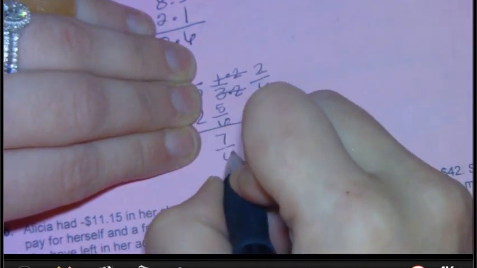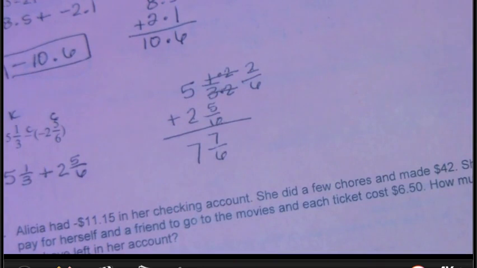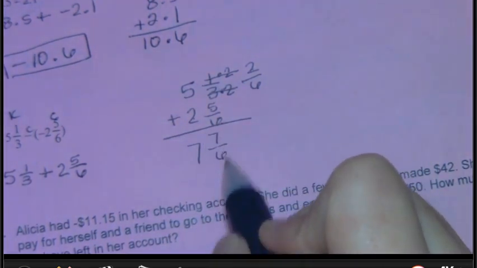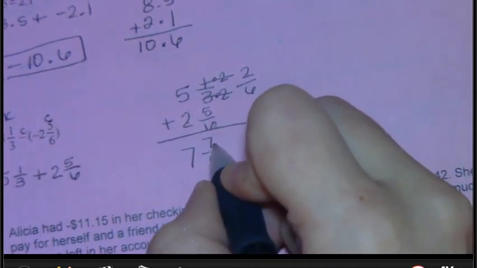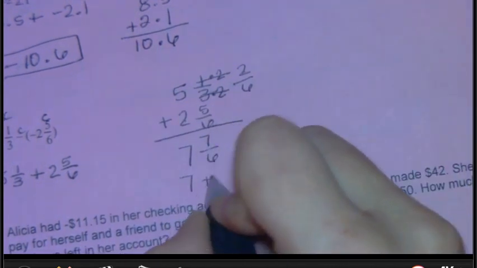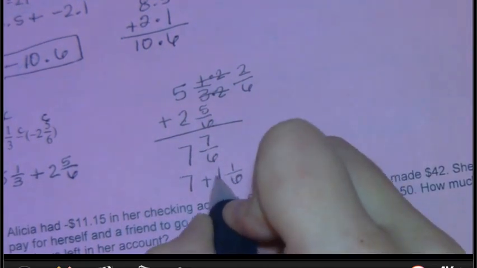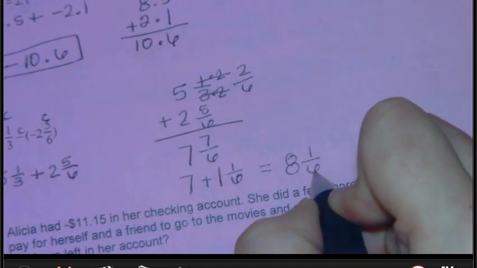Well, 2 plus 5 is 7/6. 5 plus 2 is 7. Well, now I cannot have an improper fraction inside of my little fraction here. So I've got to reduce this here. I know that 6 can go into 7 one full time with 1/6 left over. So I need to add 1 full to this 7 to make it 8 and 1/6.